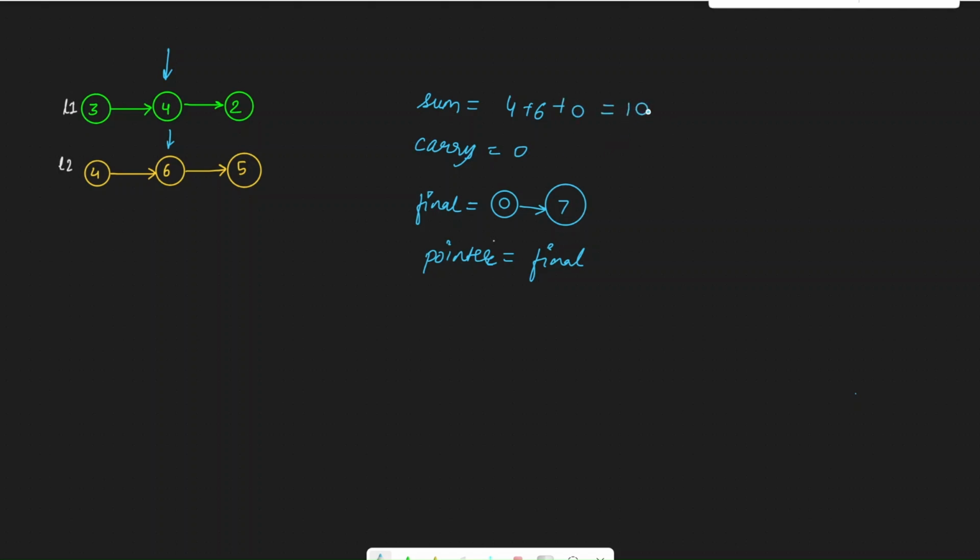Now here we have to handle this carryover. So this 0 will go into our final, but we have a carryover 1. So it will go into our carry. So here we will have 1. Now again we will move our pointers. So instead of pointing here, they will point to 2 and 5.